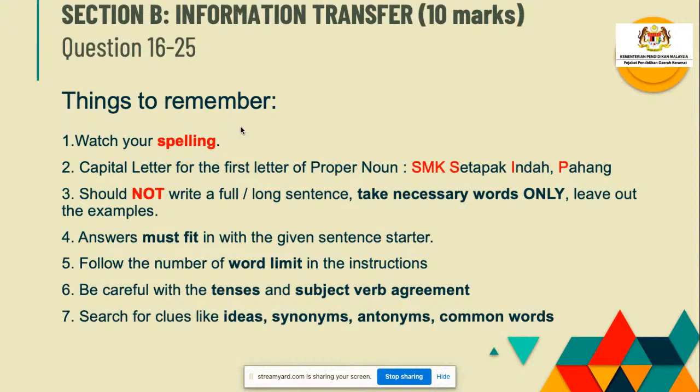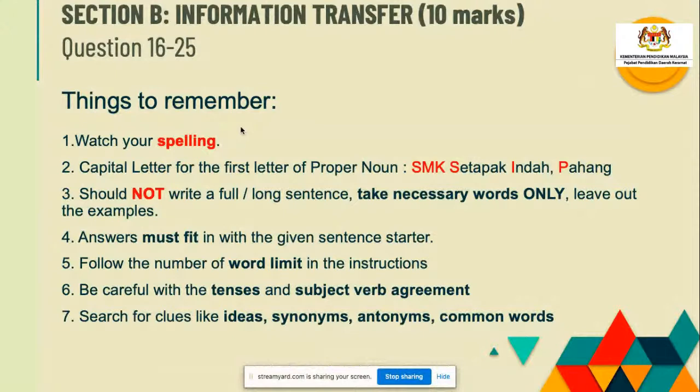Okay, number three. Okay, nama pun information transfer. So you will only transfer the information. You will only transfer what is asked. Okay, so far as I'm concerned, tidak ada pun bahagian information transfer ni yang memerlukan, okay, that need you to write long sentences. Okay, sebaliknya they want you to answer what is needed. They even give you the word limit. So you must know which part to take, okay, which relevant part to take to answer the question. Okay, take only necessary words. Okay, leave out the examples. Selalunya soalannya adalah begitu. Okay, so I hope SPM 2020 pun masih mengamalkan konteks yang sama.